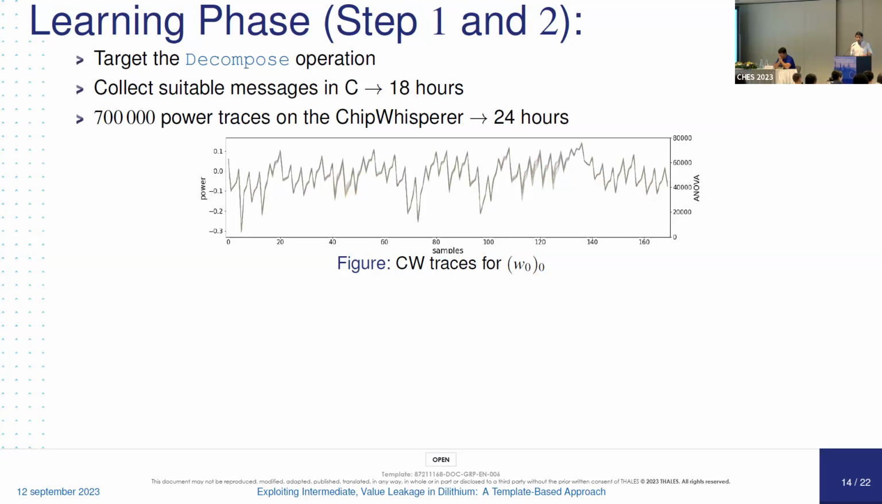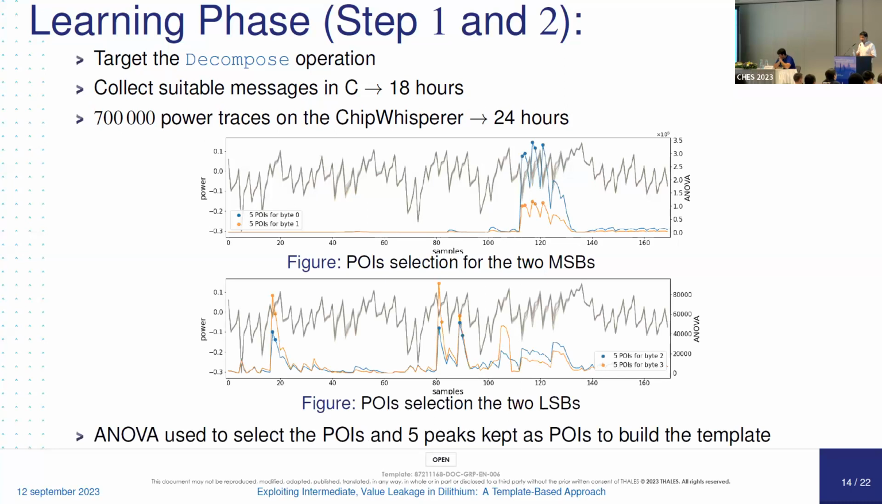And so here I have given an example of such power traces directly acquired on the ChipWhisperer. And maybe for those of you who are nearest, you can see already a few variabilities from samples 110 to 130. And if we actually display the results of the ANOVA statistical test, this confirms that there is indeed leakage about each of the 4 different bytes of the W0 value. And so here we have decided to only keep the 5 peaks of the ANOVA as points of interest to build a template.